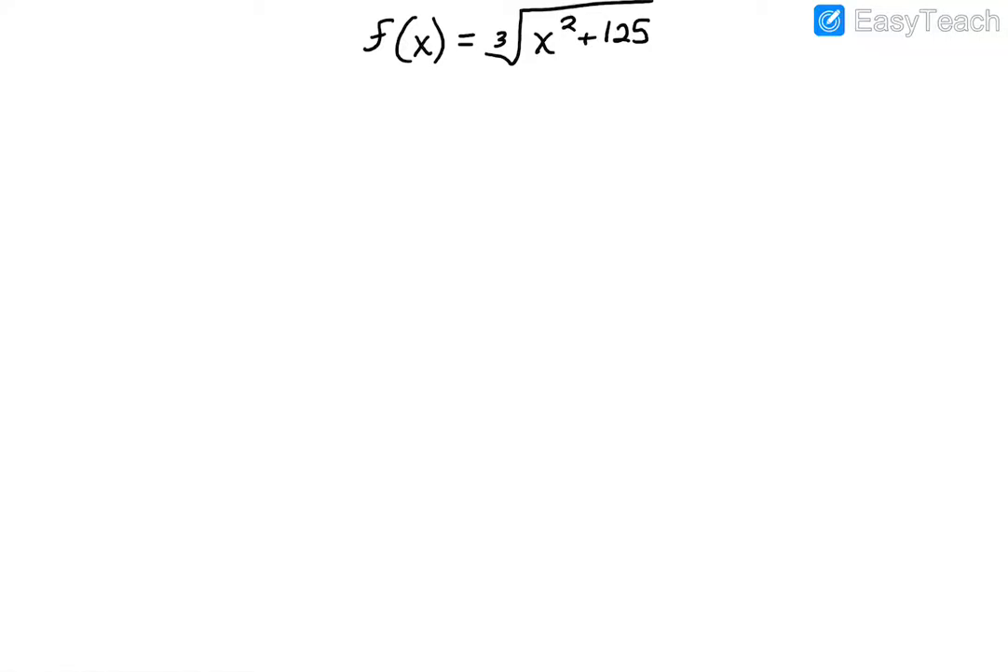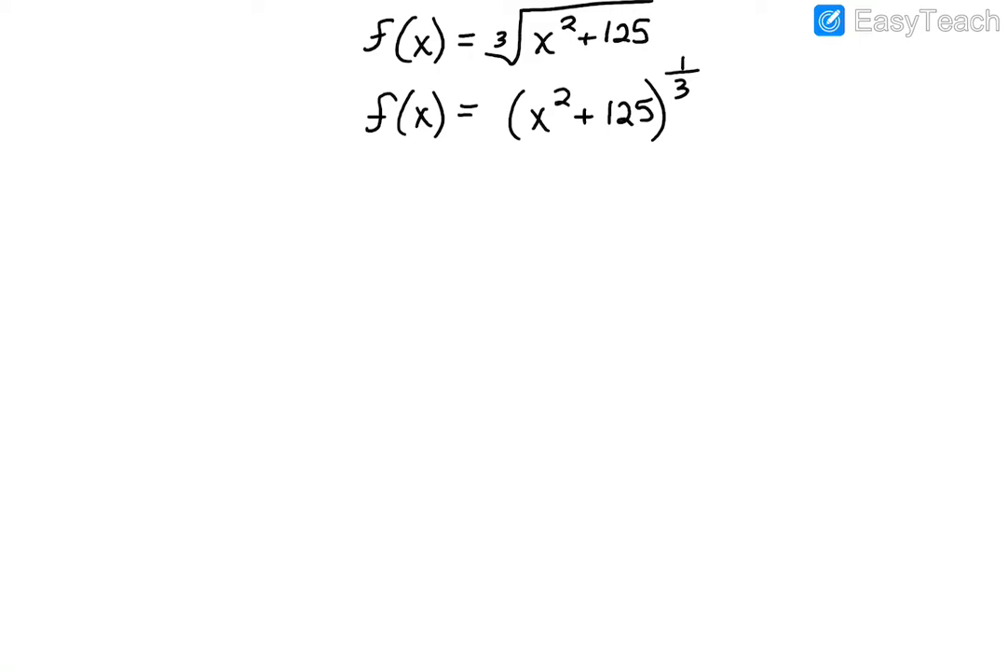In this video, we are going to learn how to take a second derivative of a radical function. The first thing I suggest is to rewrite the function in what we call rational form. So if you have a cube root of x squared plus 125, that is the same as saying x squared plus 125 is raised to the power of 1/3, and I would certainly do that first.